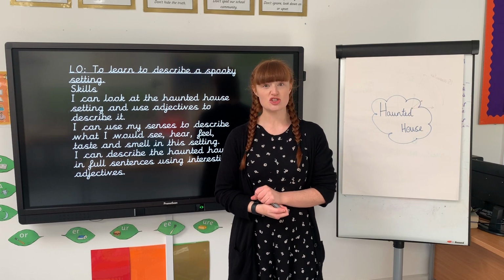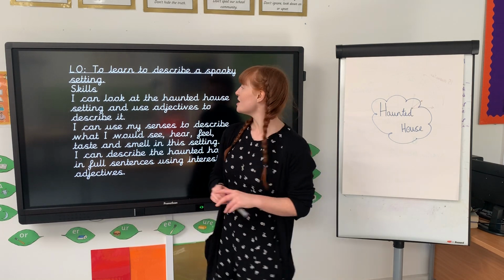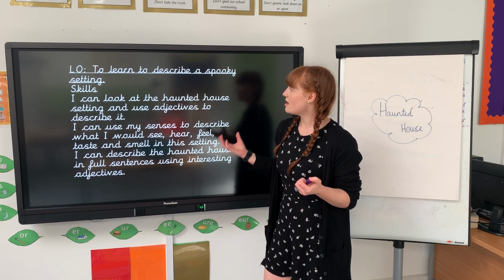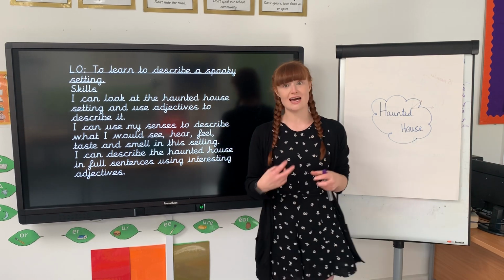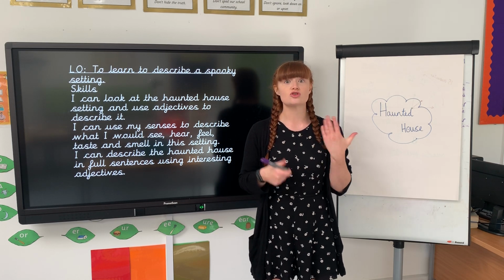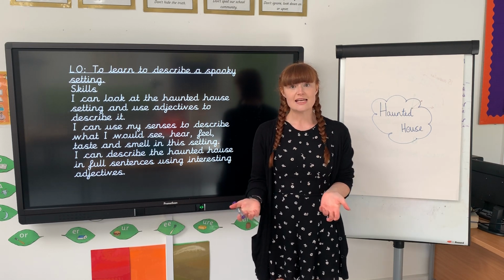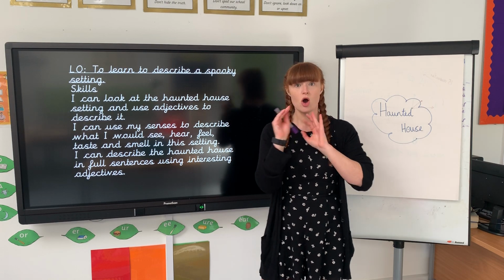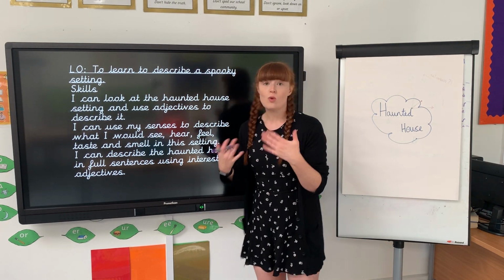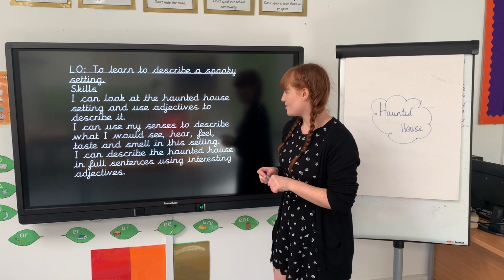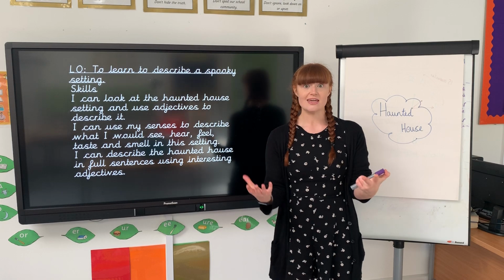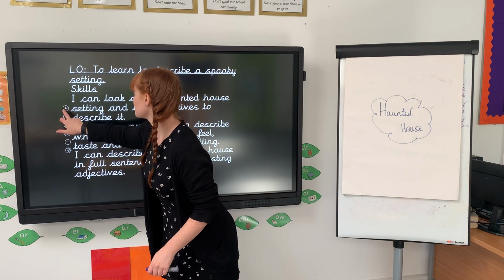Today we are going to be learning to describe a spooky setting. So our learning objective is to learn to describe a spooky setting. Our skills are going to be to look at a haunted house setting, because some children might not have seen it before, and use adjectives to describe. We're going to be using our senses, our sight, our hearing, our smell, and what we can feel or touch when we're describing that haunted house. And then we're going to be able to use full sentences to describe the haunted house setting.